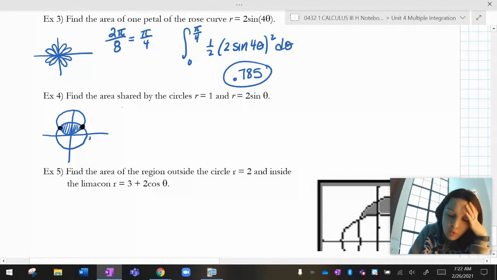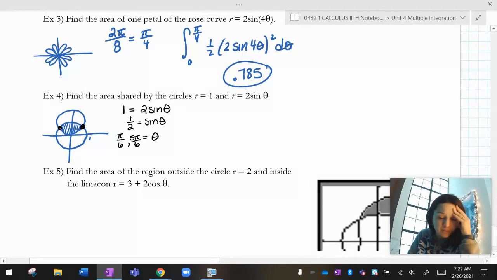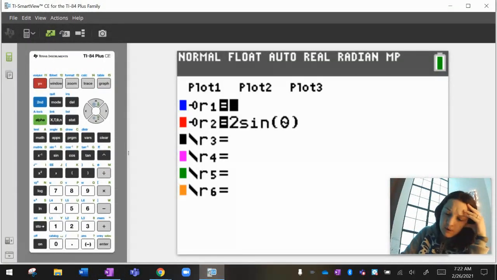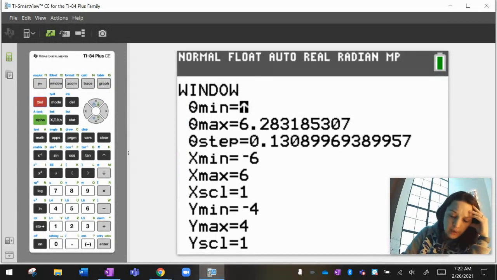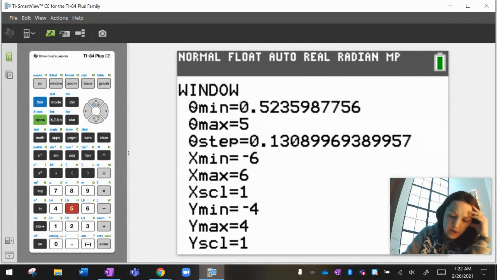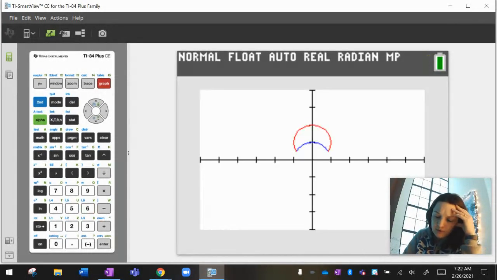All right, so I want to know when 1 equals 2 sine theta. That's going to be when sine theta equals 1/2. And that's going to be when theta is 30 degrees in quadrants 1 and 2. So that's going to be pi over 6 and 5 pi over 6. So let's see what happens if I change my window to just pi over 6 and 5 pi over 6. So I'm going to go back to my window, change this to pi over 6, change that to 5 pi over 6, and see what happens.